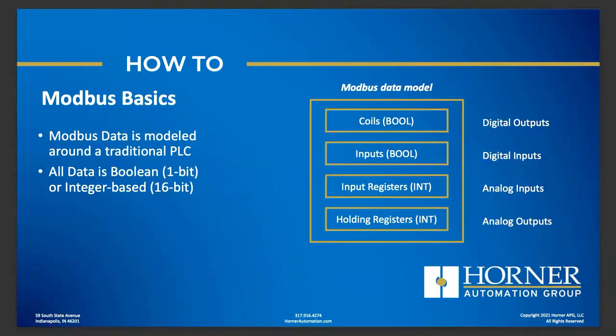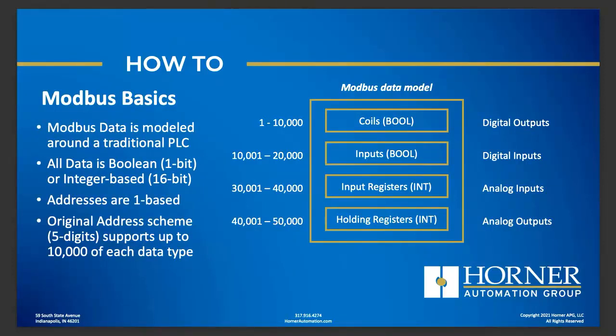Now, Modbus data is modeled around a traditional PLC. And back in the late 70s, believe it or not, that's when Modbus was invented, a PLC effectively looked like this. You had a device with digital inputs, digital outputs, analog inputs, analog outputs. All data was either Boolean or integer based. So that's the data model that Modbus was established under. Now, from an address numbering standpoint, Modbus is a 1-based addressing scheme. So the addresses you can see start with 1, they don't start with 0.